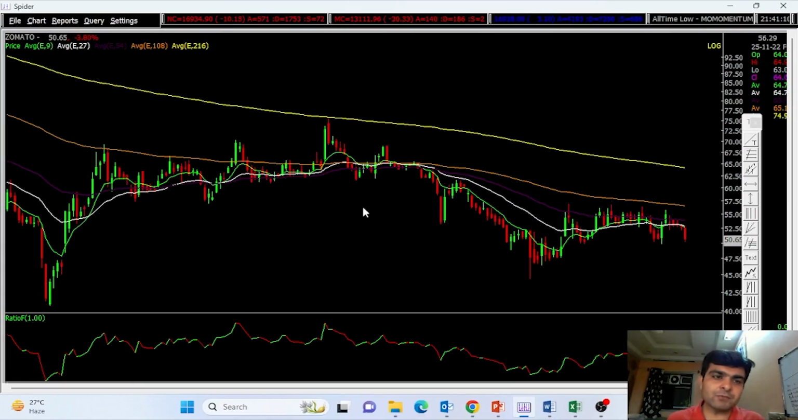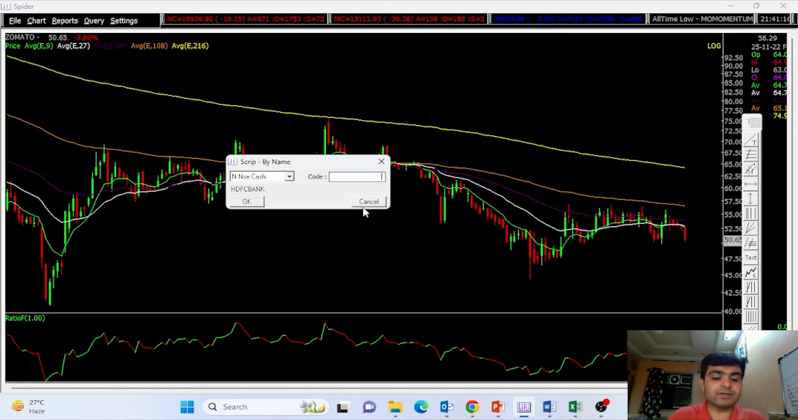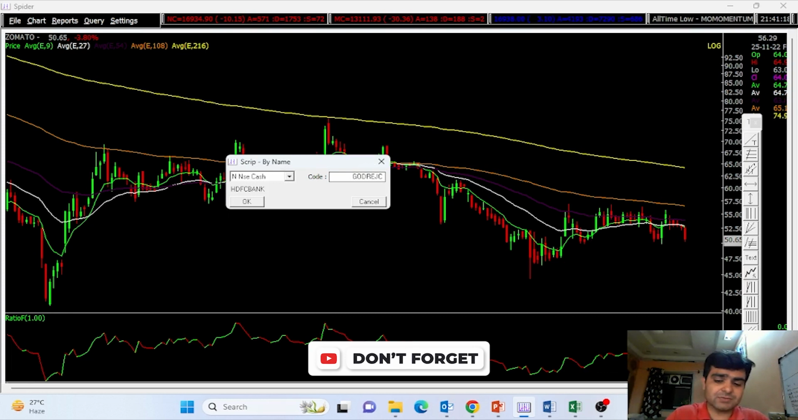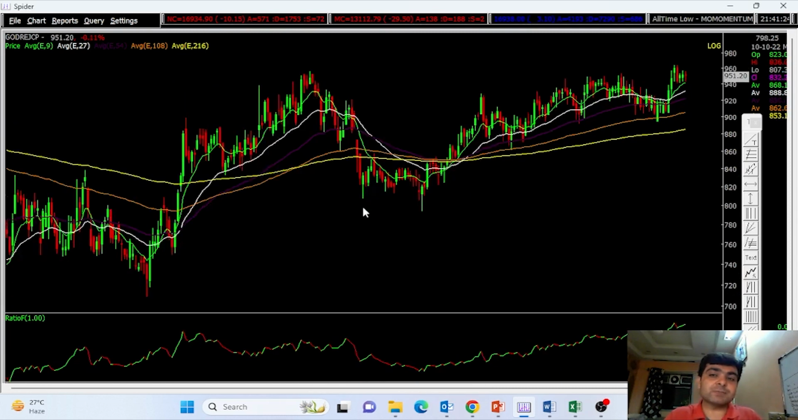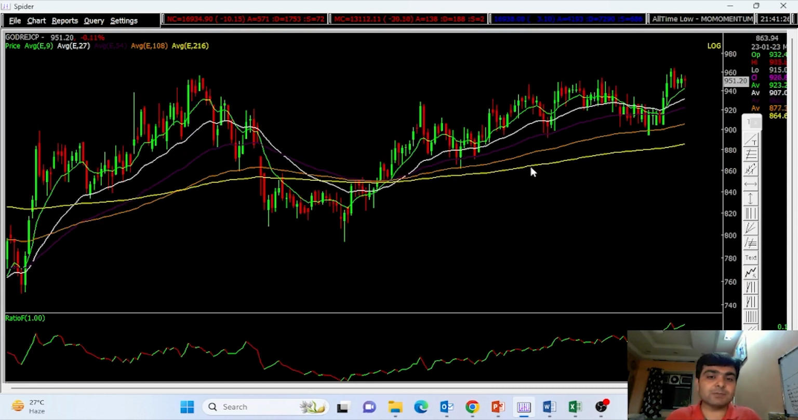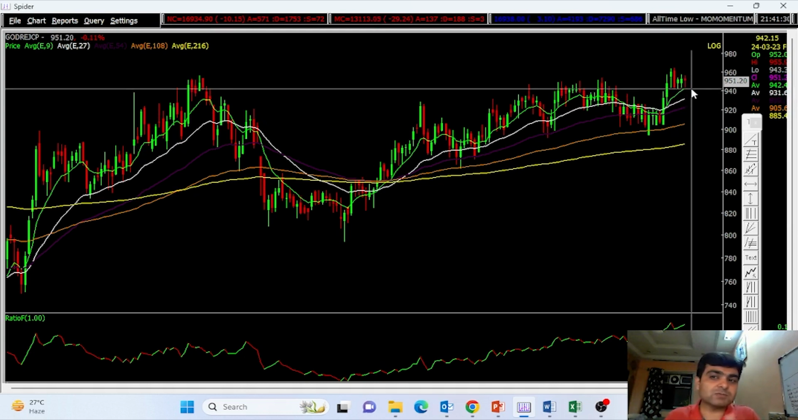In this part, we will discuss a couple of stocks on the positive side and on the negative side as well. Some of the positive stocks that I find is Godrej CP, because in the previous week and the past couple of weeks, we are seeing some positive momentum in the FMCG sector. Godrej CP is one stock where all the moving averages are sloping upward. It has formed a base over the past 4 to 5 trading sessions.